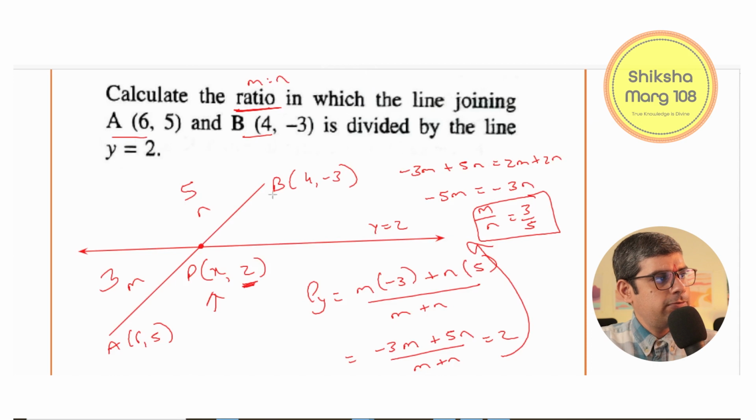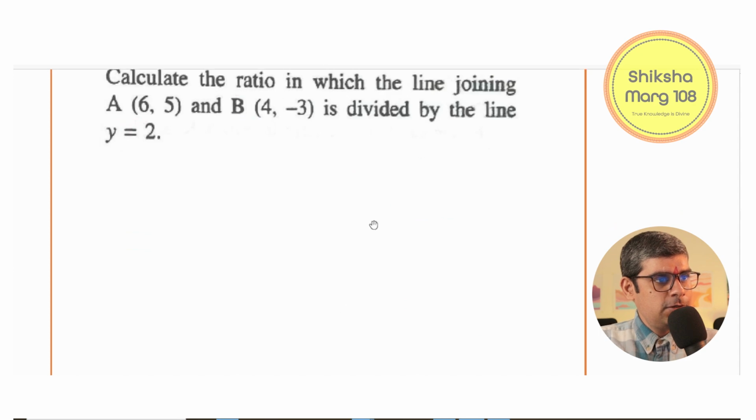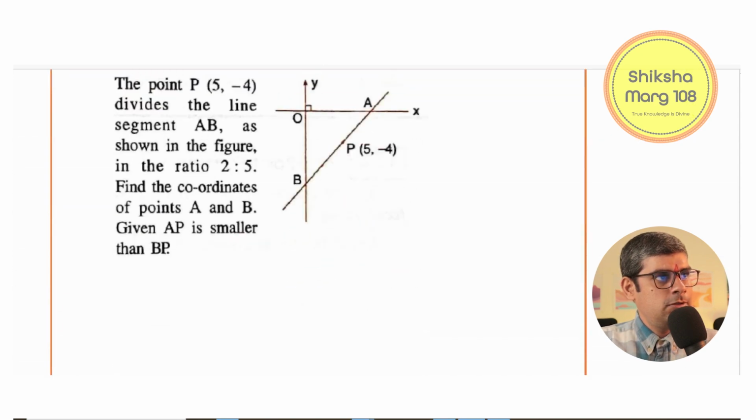They're not asking us to find the x coordinate in this, so it's all good. So that's pretty much the sum. If you want to find the x coordinate, we do the same thing with the known values of m is to n now. Jump into the next question. Quite a marathon session this, yeah?